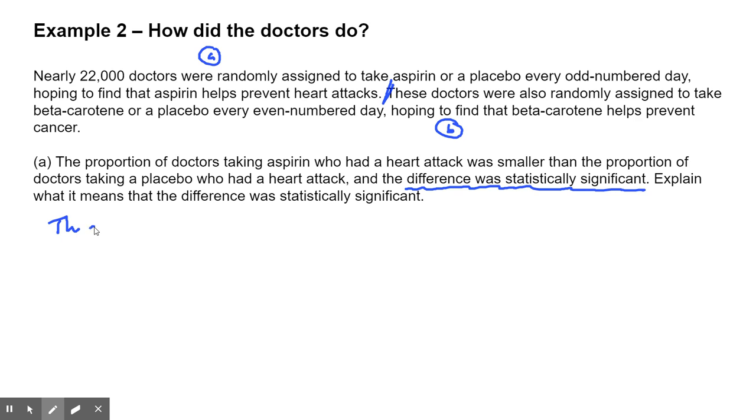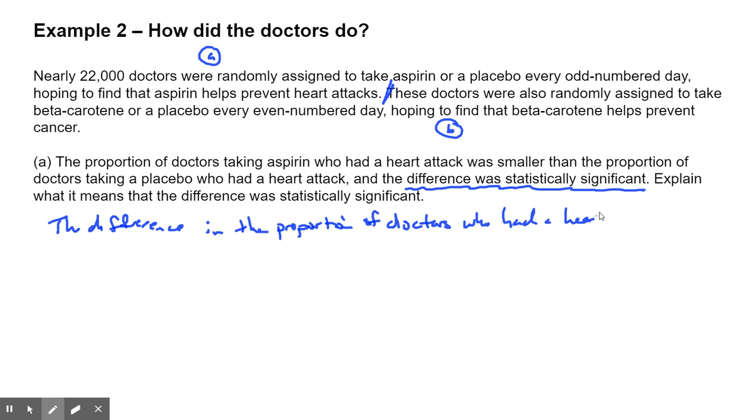We're going to say the difference in the proportion of doctors who had a heart attack in the two groups. So again, notice the word difference because we have two groups, difference. It's a proportion problem. And again, what are we measuring? We're measuring whether they had a heart attack or not. Who had a heart attack?